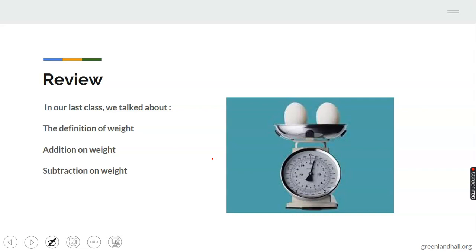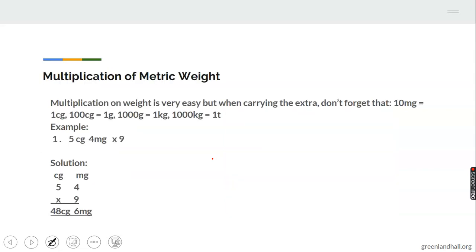In our last lesson, we talked about the definition of weight. You were told that weight is how heavy or how light an object is. And then we talked about addition of weight. We treated some questions on addition of weight. We also treated some questions on subtraction of weight.